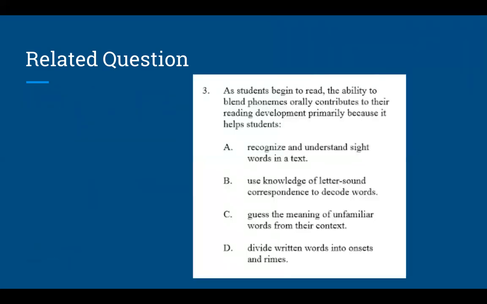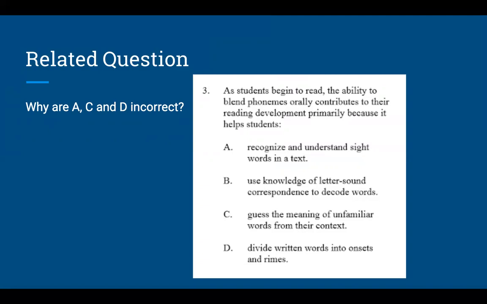As students begin to read, the ability to blend phonemes orally contributes to their reading development primarily because it helps students: A, recognize and understand sight words in a text; B, use knowledge of letter sound correspondence to decode words; C, guess the meaning of unfamiliar words from their context; or D, divide written words into onsets and rhymes. So blending phonemes orally, with that example earlier, cat, for example, cat. Their ability to put those sounds together is what the question is asking. Why would that help them develop as beginning readers?